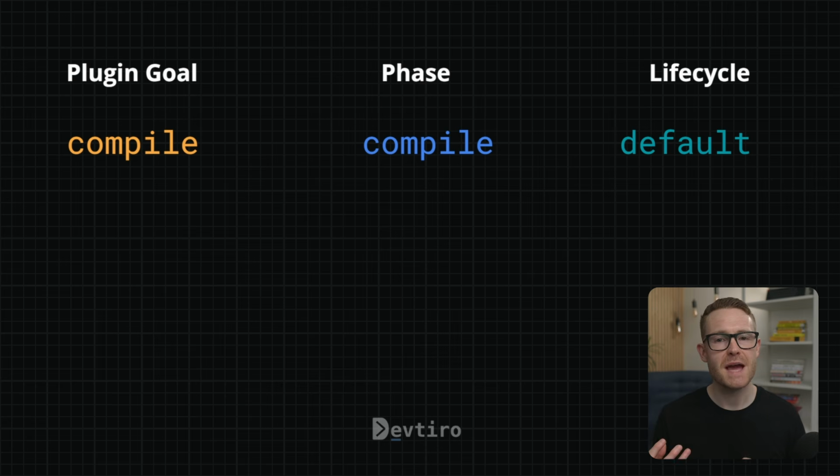So let's take the Maven Compile plugin. The goal is called compile. The phase it is bound to is the compile phase in the default lifecycle. So when you run Maven Compile, it's going to run the phase, and as a result, it's going to run the compile plugin goal.